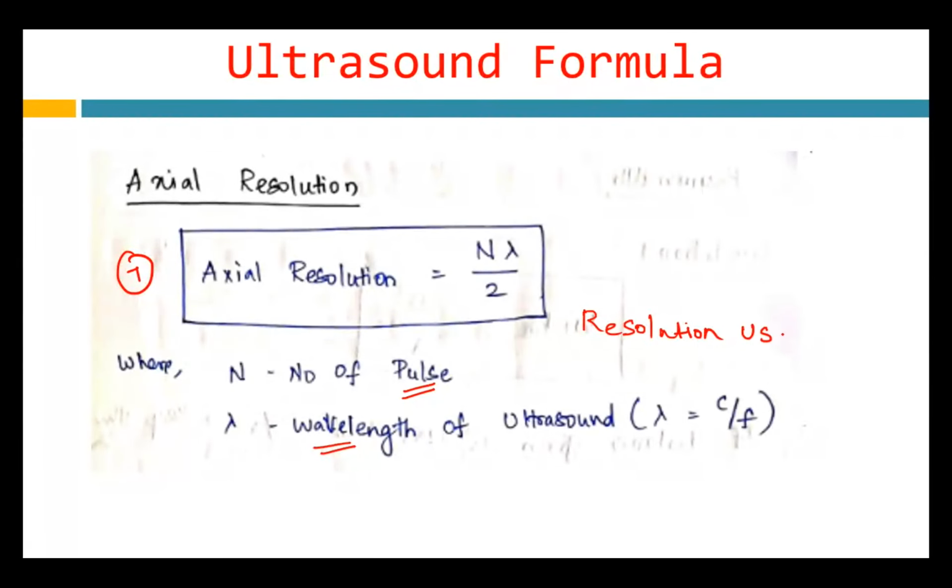Resolution of the ultrasound image. Okay, how to find resolution? It's nothing but number of pulses into wavelength of ultrasound divided by 2. So this will give you axial resolution. And if they ask you to find the pulse width, pulse length.